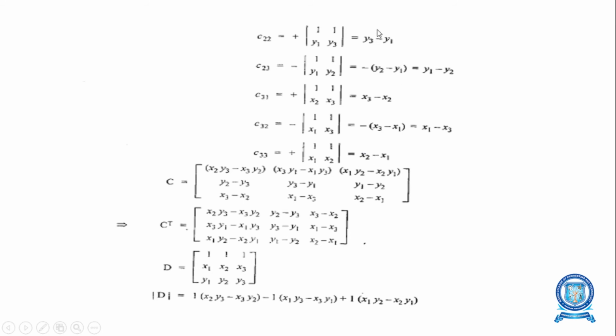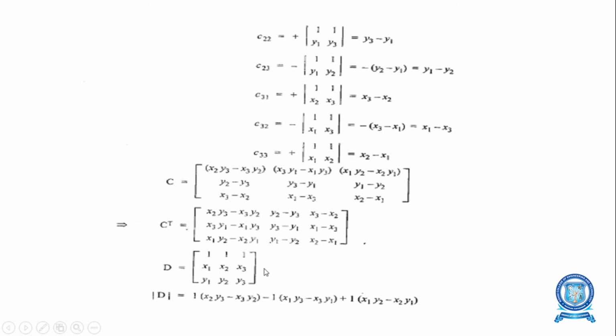Now we substitute these values in the matrix. So C is equal to x2 y3 minus x3 y2, x3 y1 minus x1 y3, x1 y2 minus x2 y1, y2 minus y3, y3 minus y1, y1 minus y2, x3 minus x2, x1 minus x3, x2 minus x1. Now C power T, C transpose, is equal to x2 y3 minus x3 y2, y2 minus y3, x3 minus x2, and so on. Here the rows are changed into columns and columns are changed into rows.